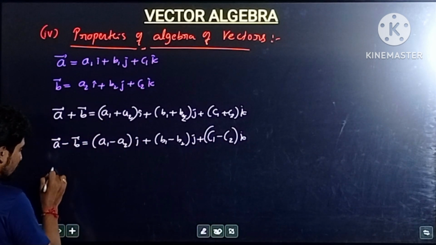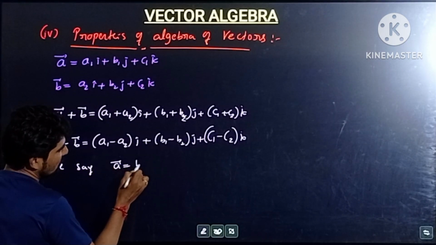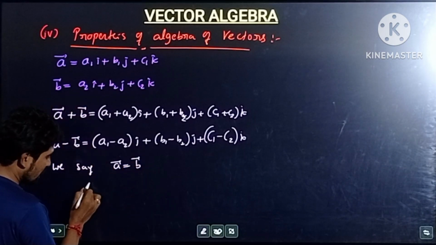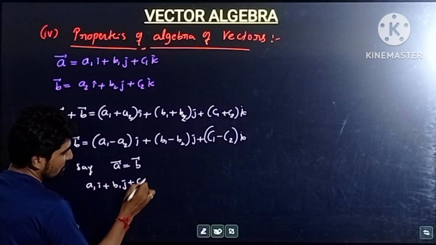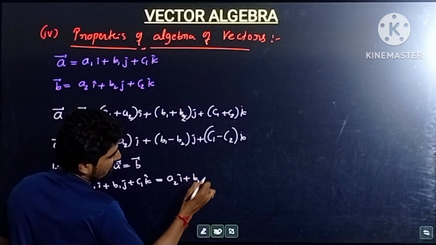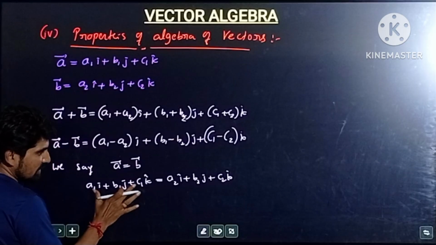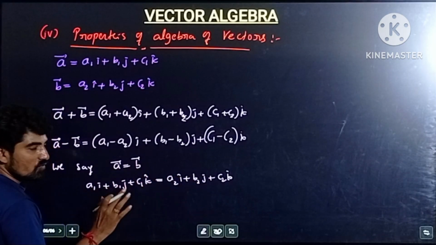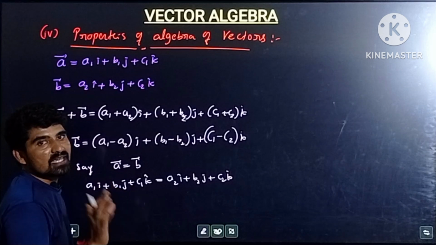And the third one, we say a vector is equal to b vector, that is a1i plus b1j plus c1k is equal to a2i plus b2j plus c2k. See here, these two vectors are said to be equal if corresponding coefficients of i, j and k are equal.